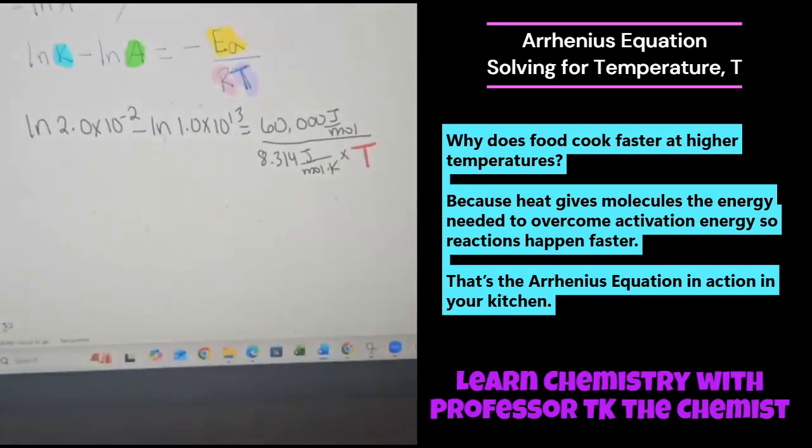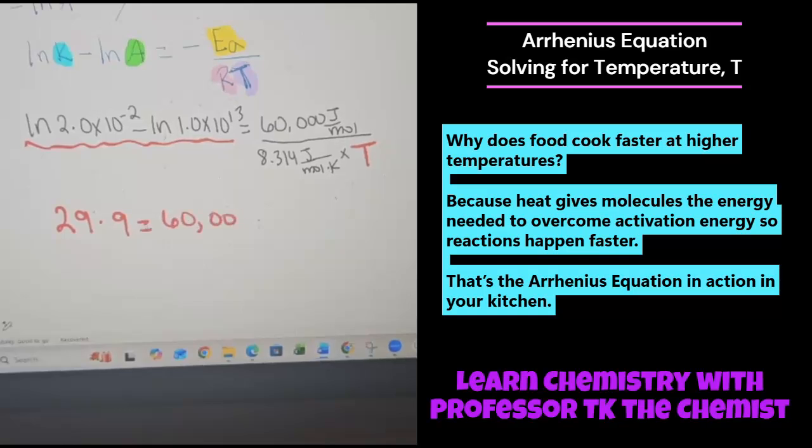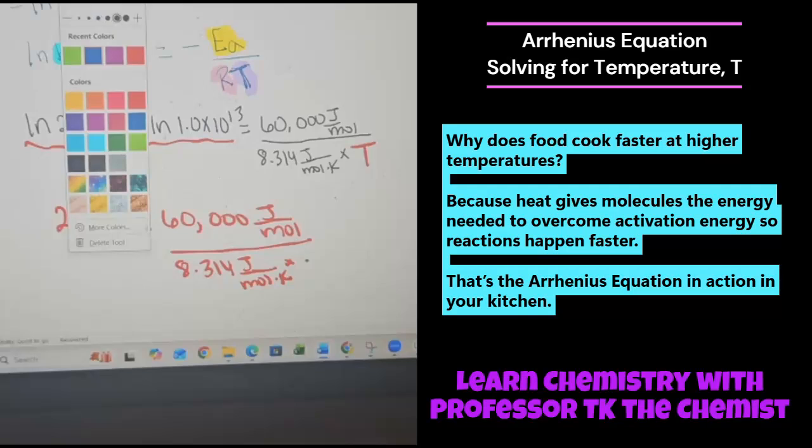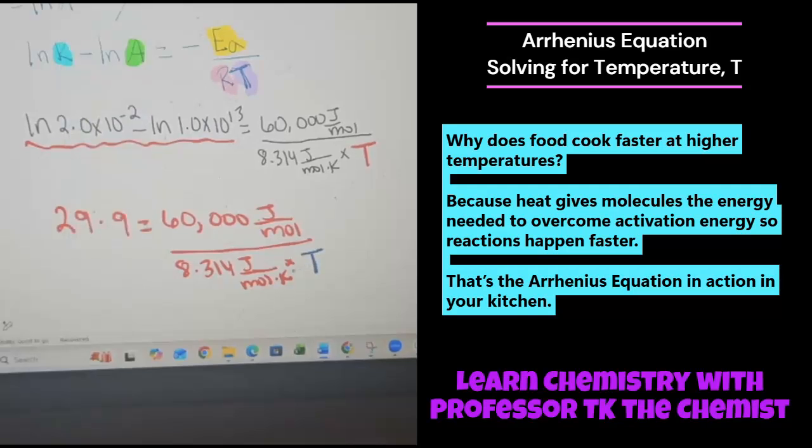29.93. So all of this right here is equal to 29.9. Okay, we don't have to put the 3 on there. Okay? Equals 60,000 joules per mole divided by 8.314 joules per mole Kelvin times, and remember you're looking for what? Temperature. So times your T right there.